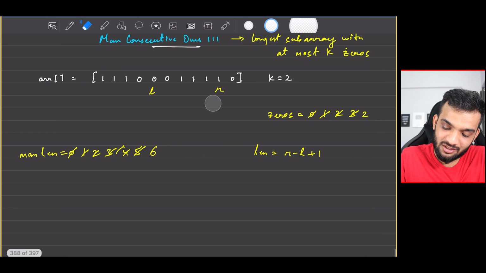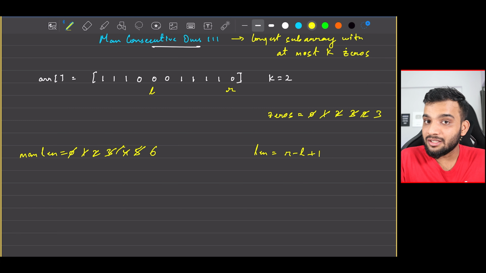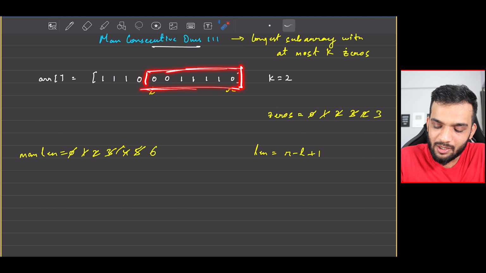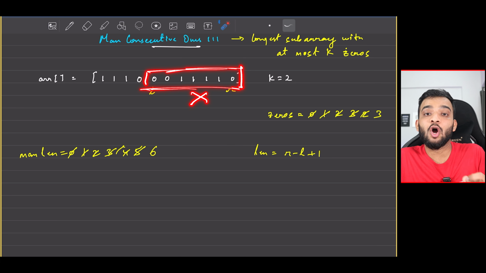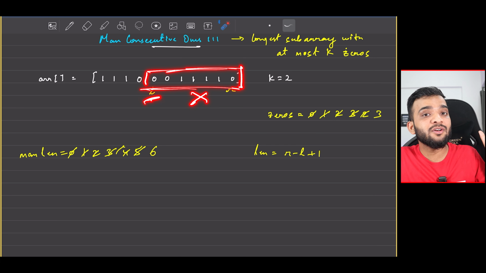Perfect. What is the next? R will be moving to 0. And this time the zeros again increase to 3. So the zeros are increasing to 3. That means I cannot consider this subarray. This subarray cannot be considered. And if it cannot be considered, what do I need to do? I need to remove zeros from the left. From the left. That is 2 pointer.